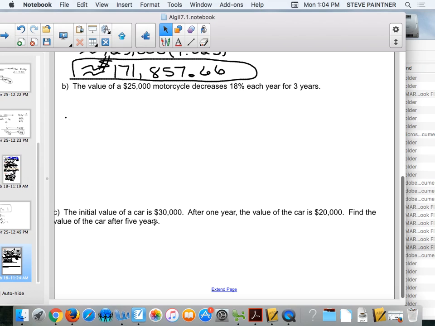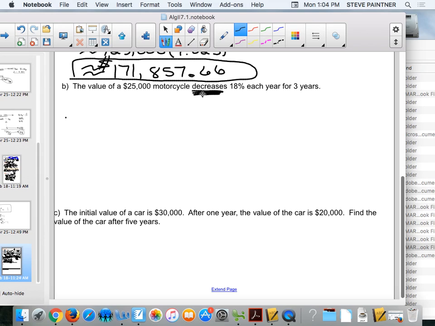Okay. Go for it. Next problem. Is it decay or is it growth? How do you know it's decaying? Because it decreases. Decreases, right here. This gives it away. So here it goes: A times, inside it's 1 minus r to the t power. This time it's minus r.